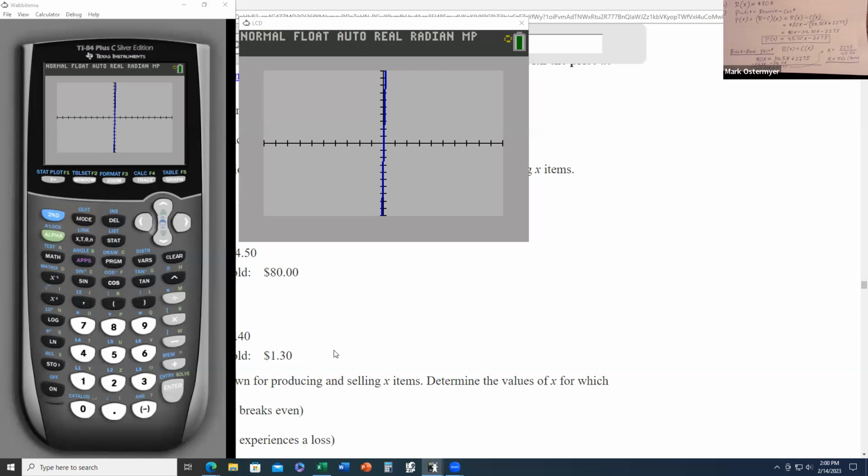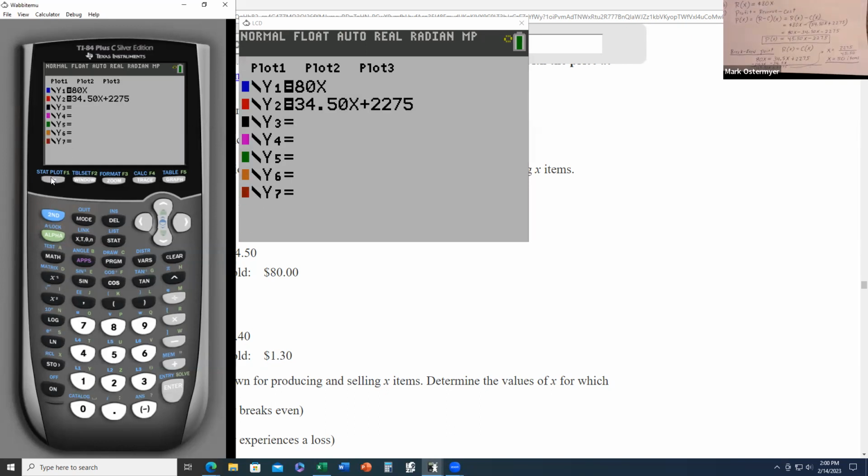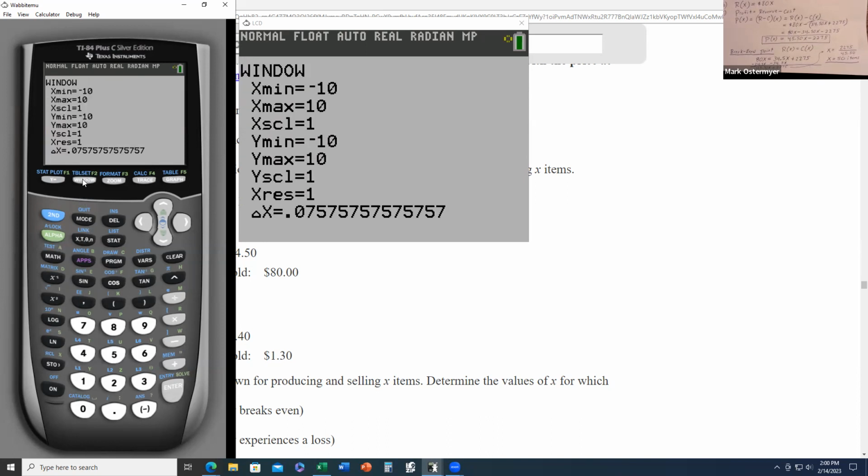Now, you might not see these graphs because we have a big problem here. The big problem is that the second equation has a y-intercept of 2,275, and that is a major issue. And so we're going to have to go to our window setting. We're going to have to tweak the setting on our axes here. We won't even see the graph.